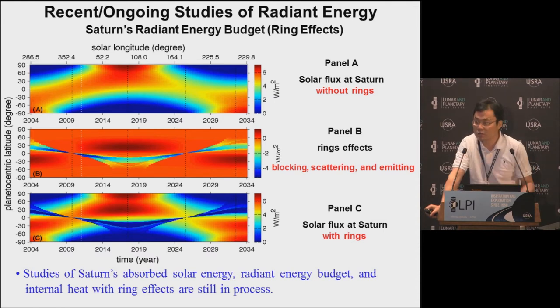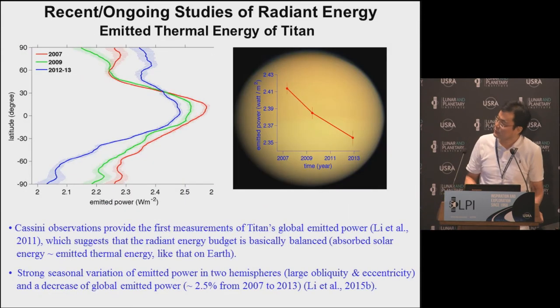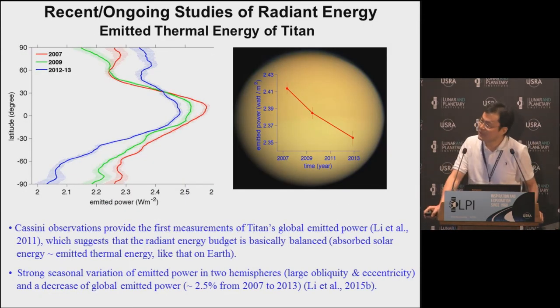So that's pretty important. Based on this, and also based on the Cassini observations, we can calculate the absorbed solar radiance. Then we can finish the story of the radiant energy budget and internal heat for Saturn. Okay, that's for Saturn. Here, we move to Titan.